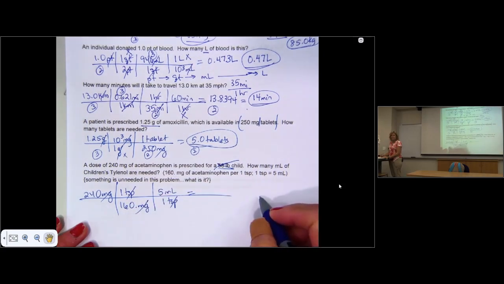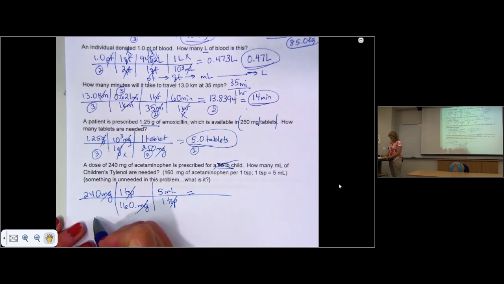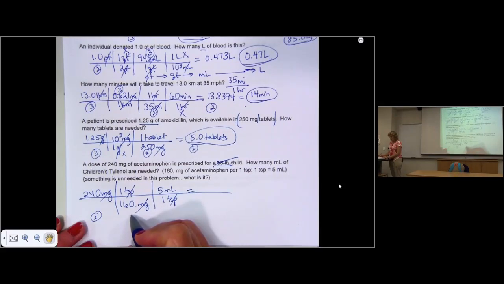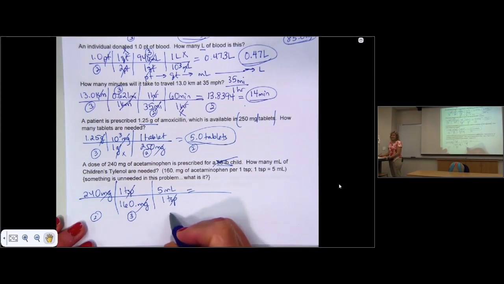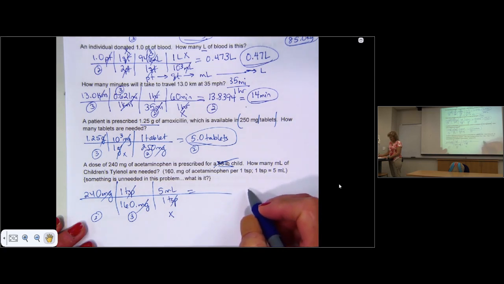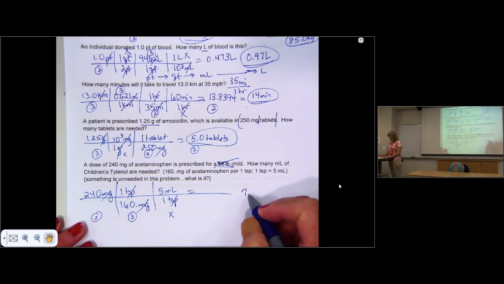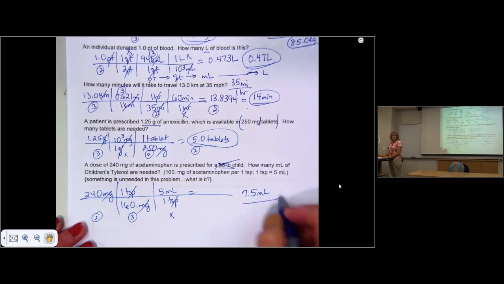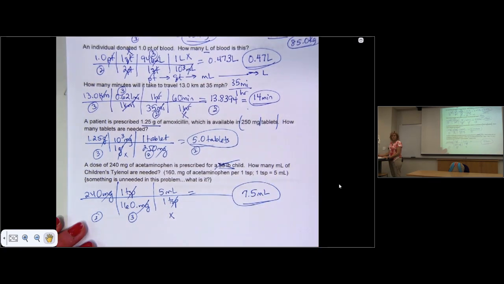Significant figures, how many do you have in the given? 2, 3, and that doesn't count. There are exactly 5 milliliters in a teaspoon. So that does not count. That is exact. So what's the final answer? 7.5 milliliters. Good. Making sense or not?